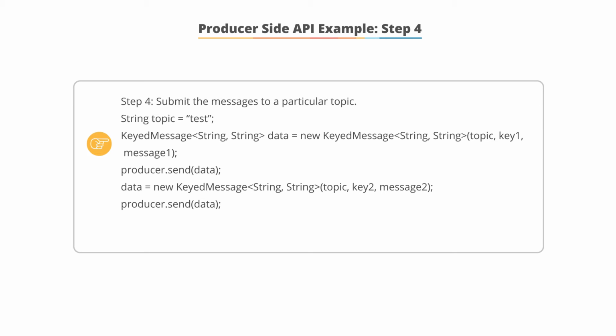We will then call the producer by saying producer.send and the data string, which in this case contains key1, message1. We will do the same for the new KeyedMessage<String, String> for key2, message2, and then send that as data to producer.send.